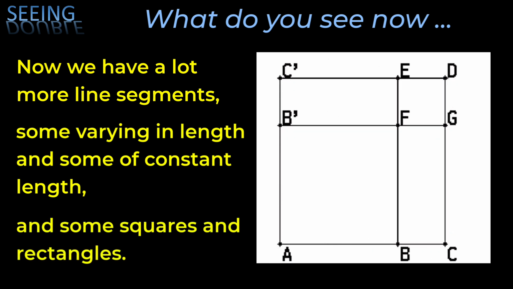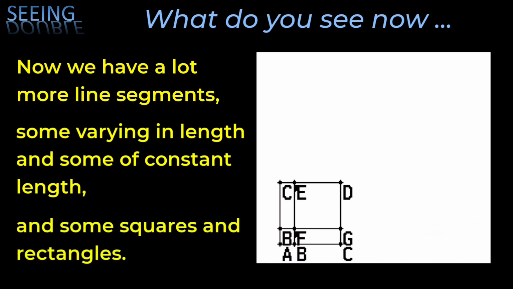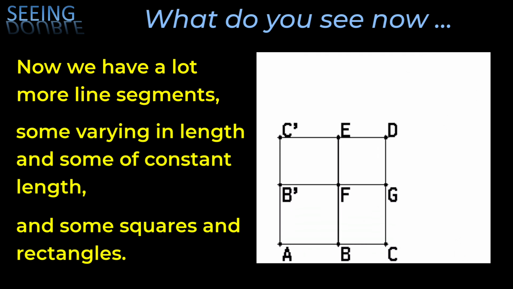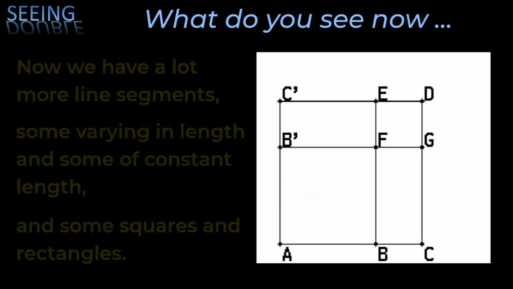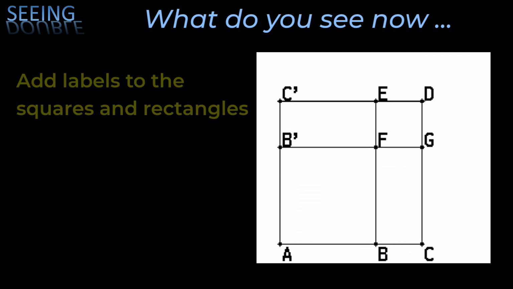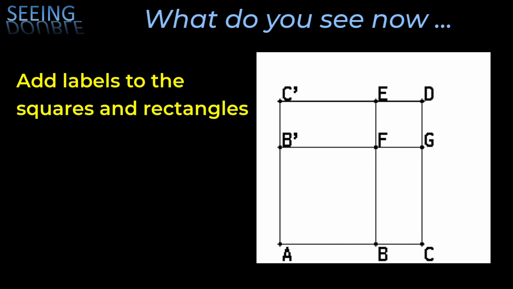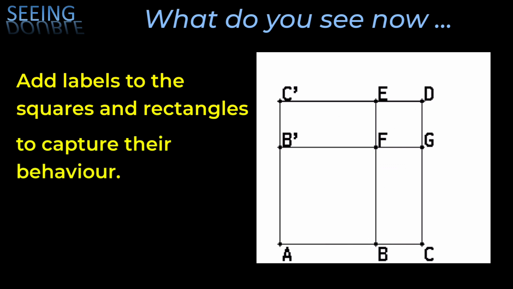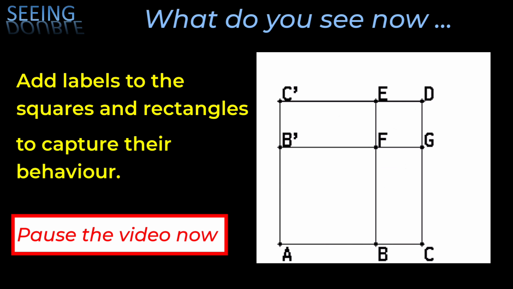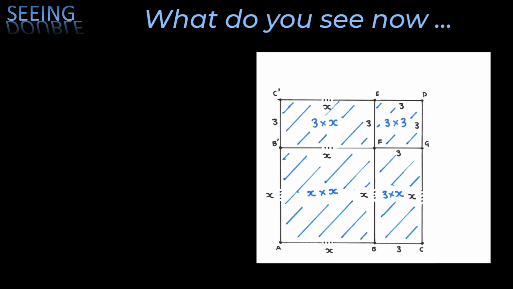Did you see some squares and rectangles? What quantities about these shapes might we capture as constant or varying? If you haven't already, pause the video again and add some labels to your diagram to try and capture these shapes and their behaviour. Here is one such attempt.